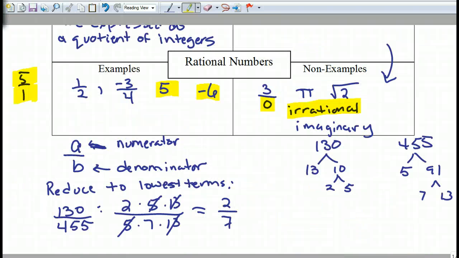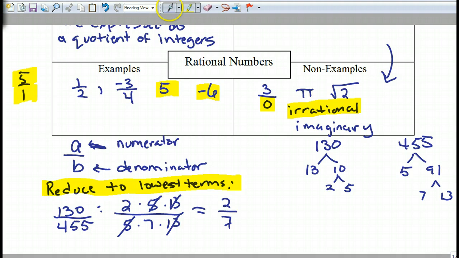All right, so as you guys recall, a fraction is in the form of a over b, where a is the numerator and b is the denominator. Okay? So whenever you see something that says reduce to the lowest terms, if I take the number 130 over 455, I think probably most of you already know, because it's got a 0 and a 5 in it, you could divide them both by 5 and keep reducing.